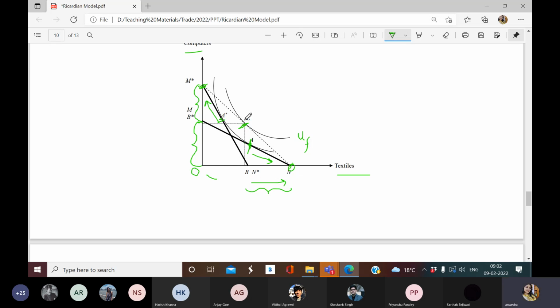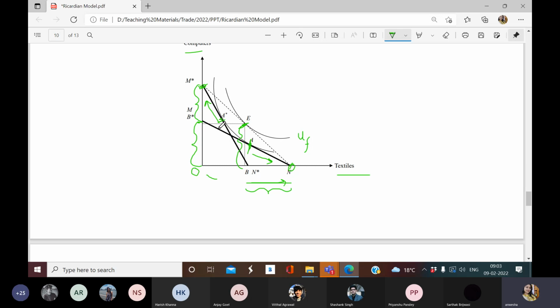By the property of similar triangles, you can also find this BE is your amount of import. So OB star, which is your amount of import of computers, is equal to BE, which is again equal to B star M star. Because again in the foreign country, what is happening? The foreign country is completely specialized in computers. So the foreign country's domestic demand for textile is entirely met by home production, home export. The exported textile, this BN, will be entirely consumed by the foreign country.